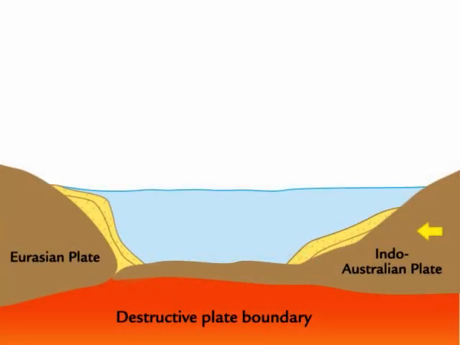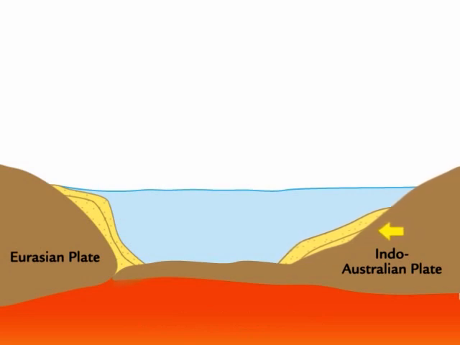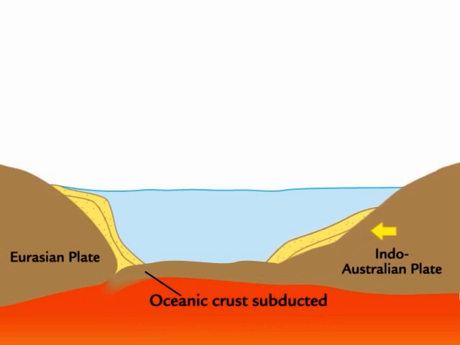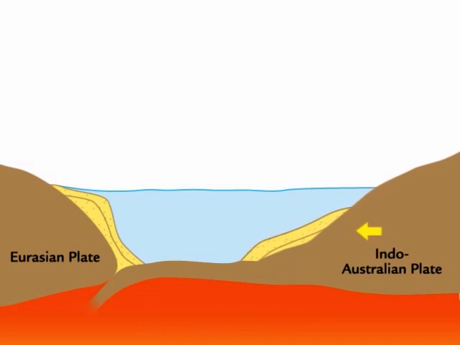This is the cross-section of the two plates. The Indian subcontinent rests on the Indo-Australian plate, while the Asian continent rests on the Eurasian plate. The Indo-Australian plate was pulled towards and collided with the Eurasian plate. During the collision, the oceanic crust of the Indo-Australian plate subducted beneath the Eurasian plate.